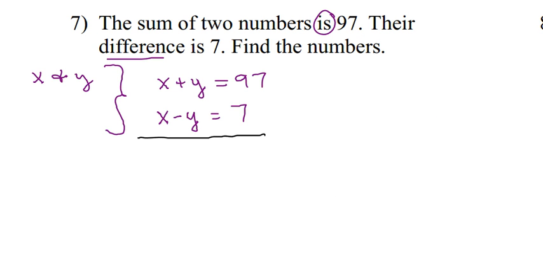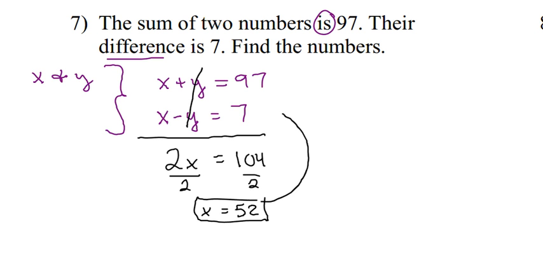And it is set up very well for elimination. If we add these columns, the Y's will cancel out. X plus X is 2X. 97 plus 7 is 104. Divide by 2. X is 52.